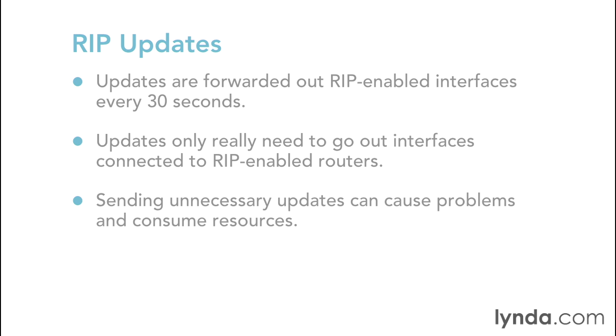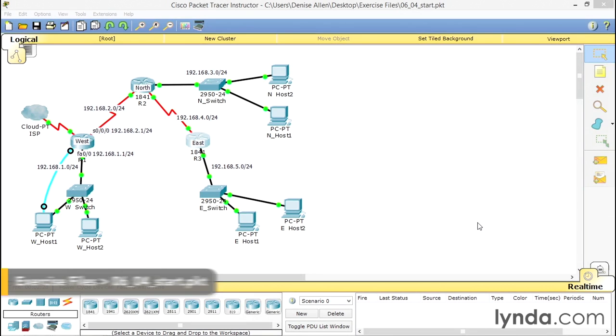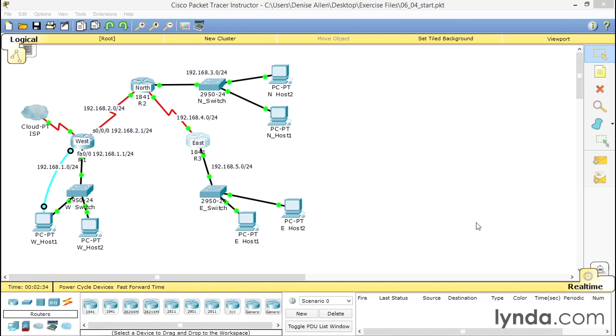And finally, security risks. You don't want to send updates out interfaces that aren't needed, because those devices down there are going to learn about the networks, the routes to destination networks, and that can pose a security risk. You can use the following command. I'm going to demonstrate that to stop the RIP updates from going out the FastEthernet 0/0 interface. I'm going to show you how to do that on the west router.